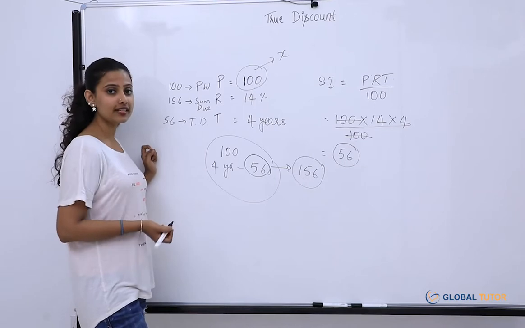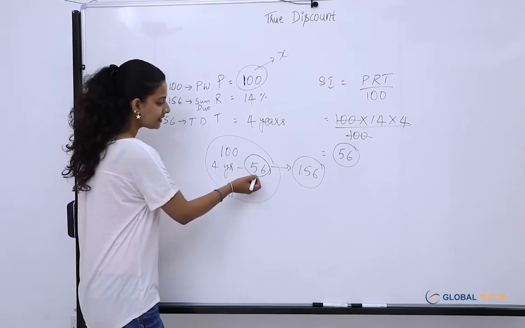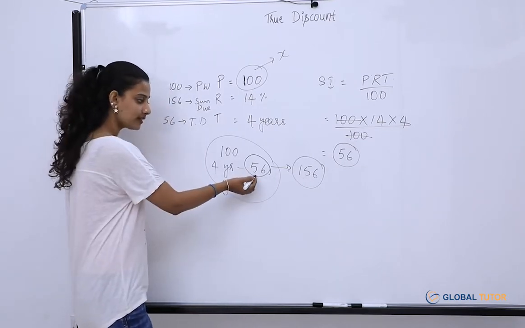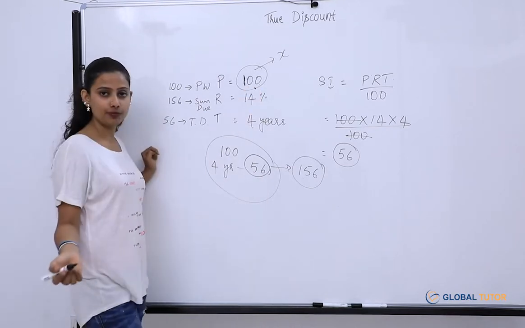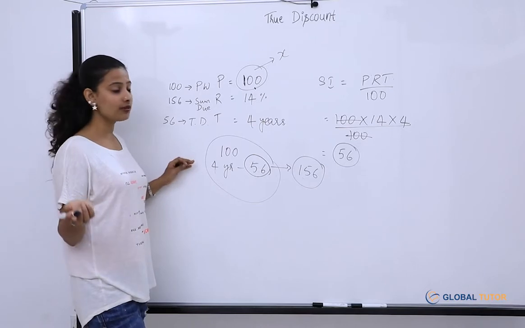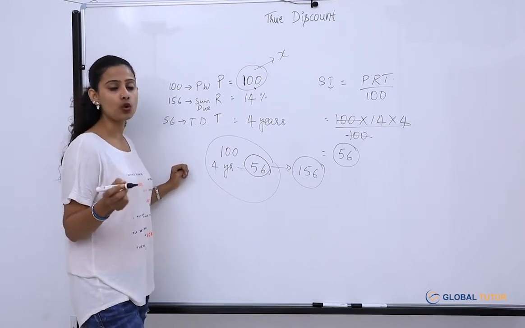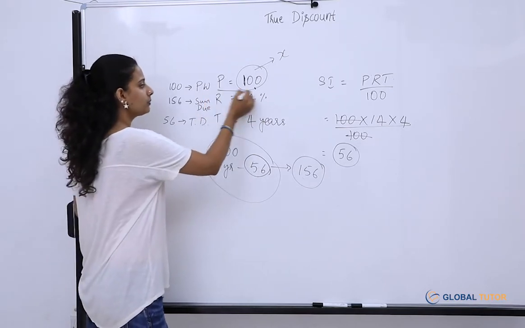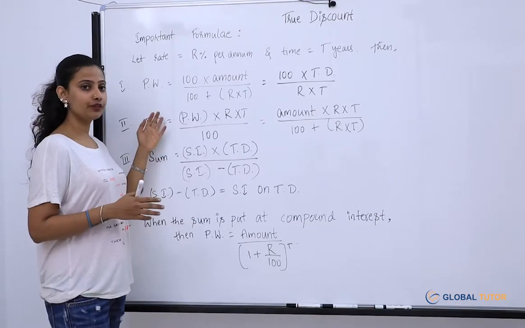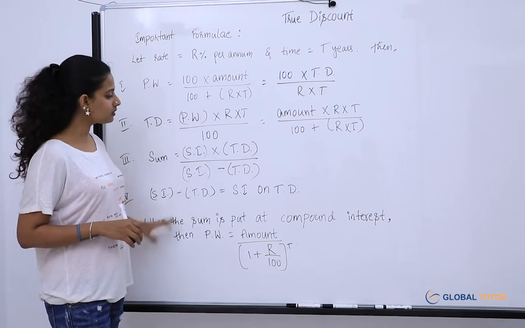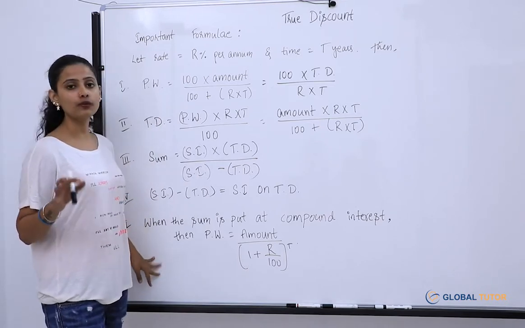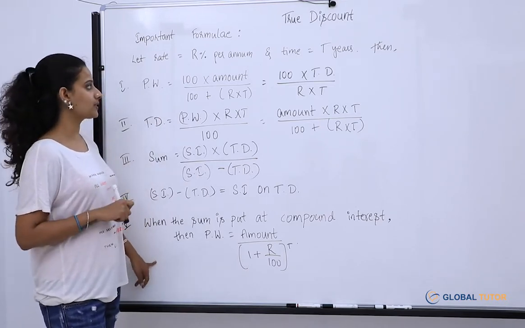So what do we understand from this? This 56 rupees is the true discount on the present worth, which is 100 rupees. So true discount is nothing but the interest on the present worth P. Now I have written some important formulae based on true discount. Using these formulae, you can solve all the problems based on true discount.